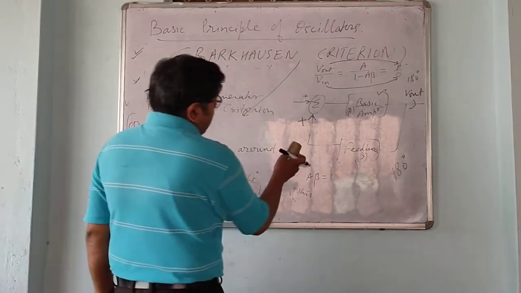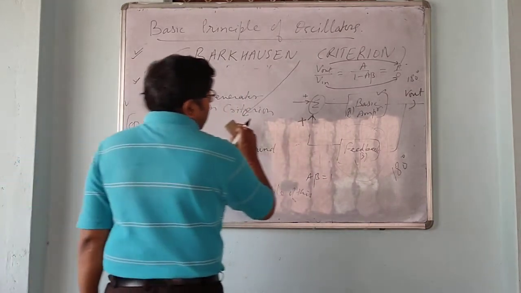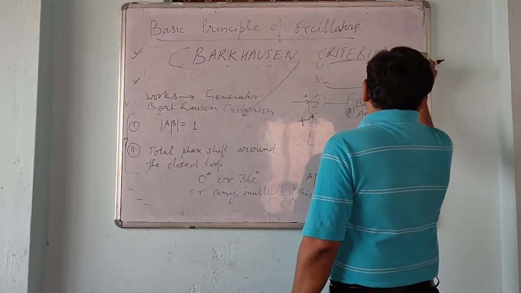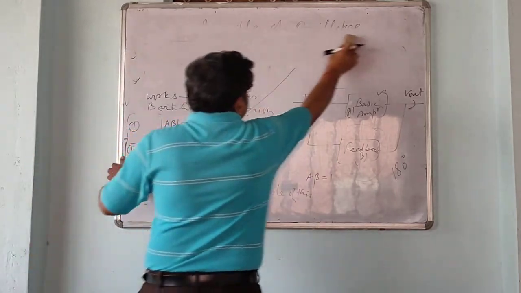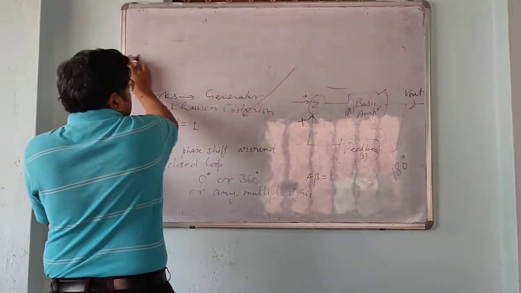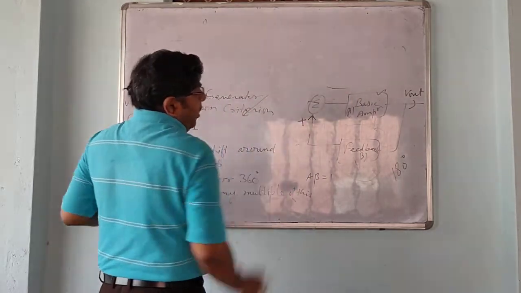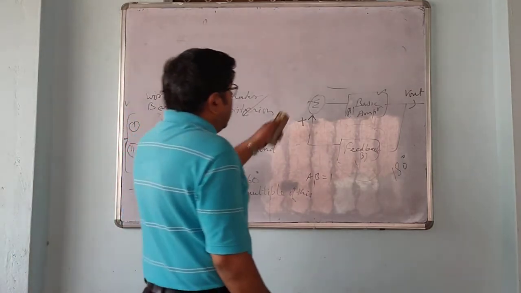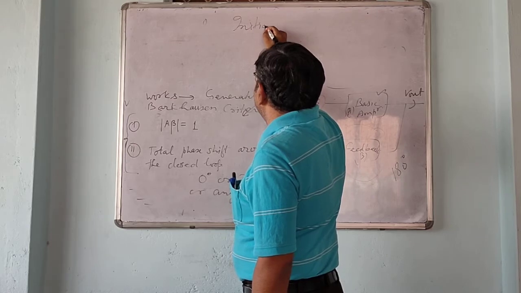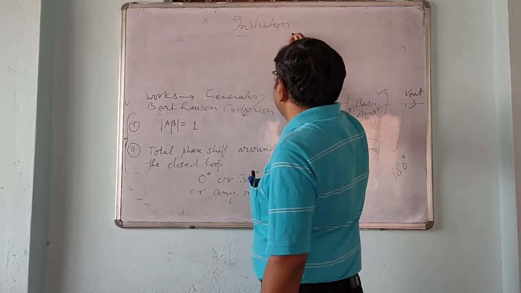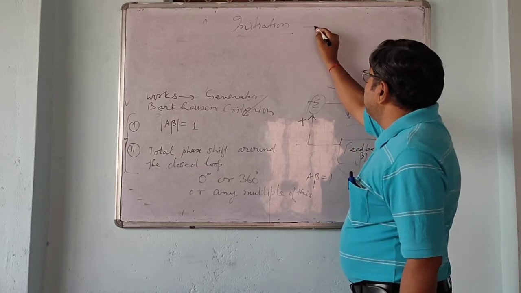Magnitude of loop gain is unity, and total phase shift around the closed loop is 0 degree or 360, and this is the basic condition to work as a signal generator. Now suppose input is 0, then initiation is obtained from noise signal.